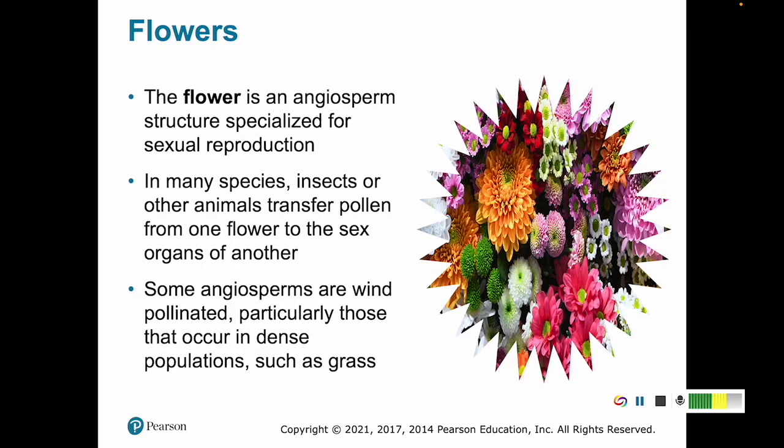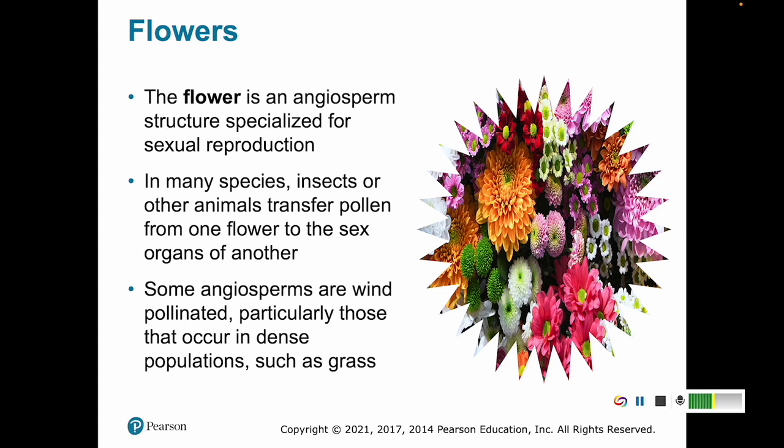A flower is an angiosperm structure that has been specialized for sexual reproduction. We'll go through and talk about the parts of our flower that allow it to have sexual reproduction occur. In a lot of these species, insects are very important as pollinators. They transfer pollen from one flower to the sex organs of another flower. Pollen is what contains the sperm, and so that sperm gets carried on the insect or on other animals to another flower where it can pollinate the ovum.